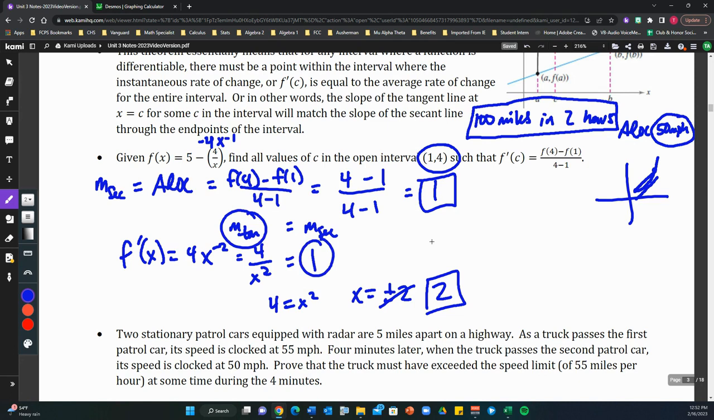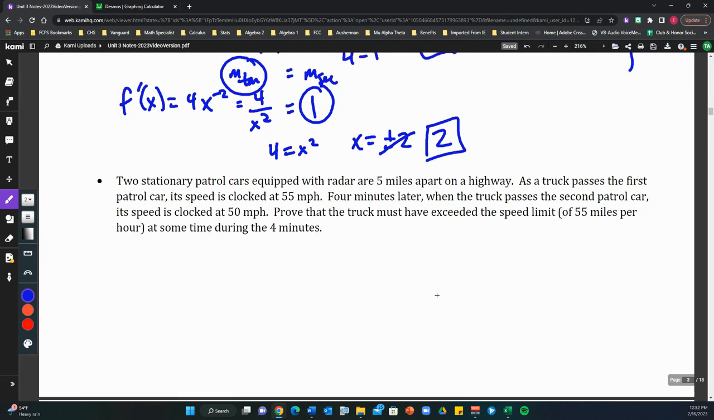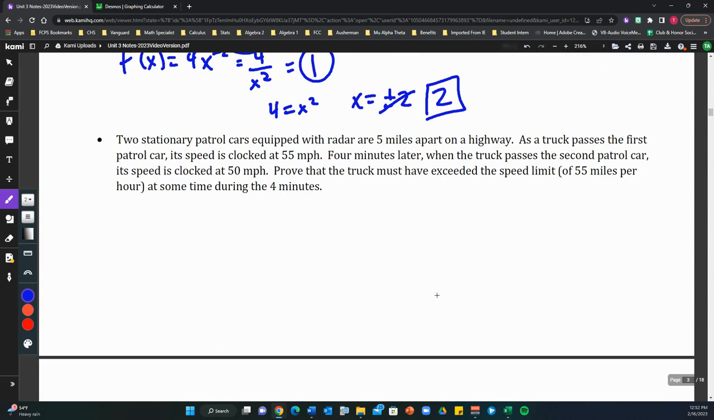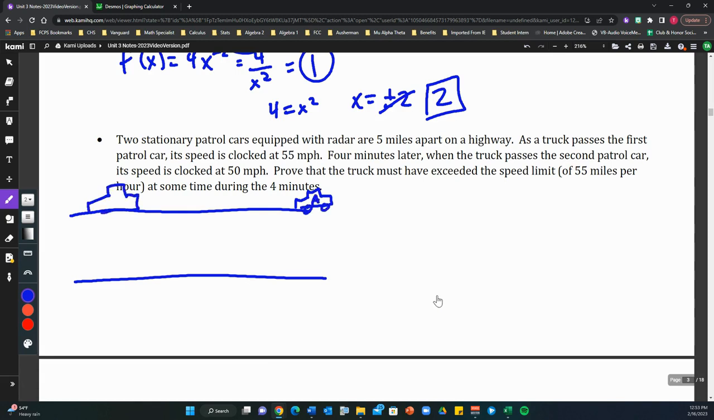Or for a more real-world example, suppose 2 stationary patrol cars equipped with radar equipment are 5 miles apart on a highway. So here's my highway. Here's cop car A. And here's cop car B. Not sure why they're different sizes. Don't judge me. But they are 5 miles apart, okay?